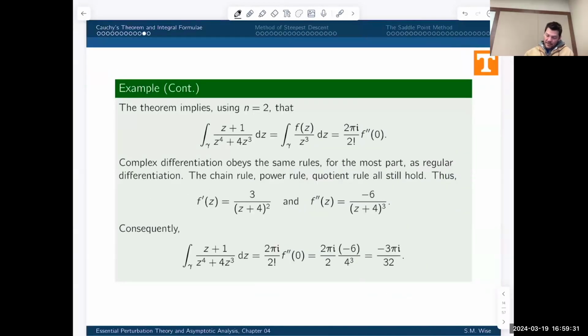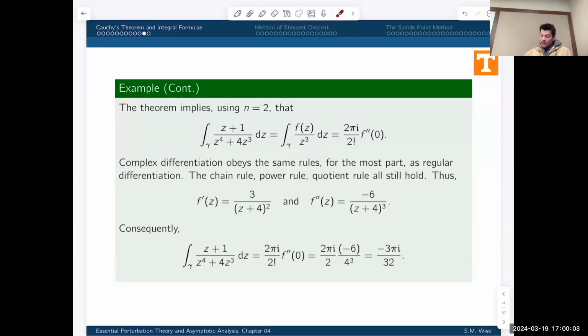The theorem tells us that this integral, which we've rewritten in this form, where n is equal to 2 and z naught is equal to 0, has to be equal to 2 pi i over 2 factorial times the second derivative of f at 0. That's just unpacking Cauchy's formula for derivatives using the information that we have from this integrand.